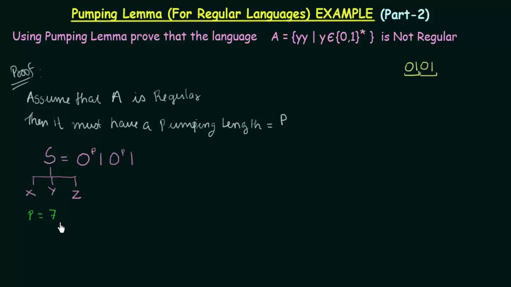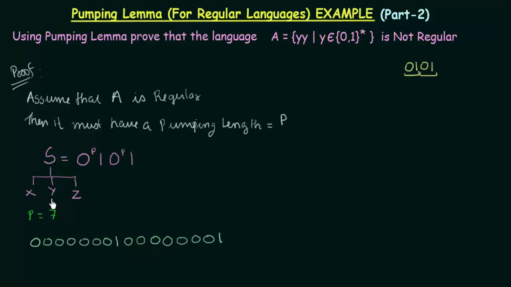So I will have 1, 2, 3, 4, 5, 6, 7 zeros, and then there is a 1, and again 1, 2, 3, 4, 5, 6, 7 zeros followed by a 1.